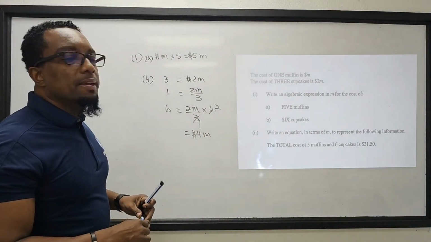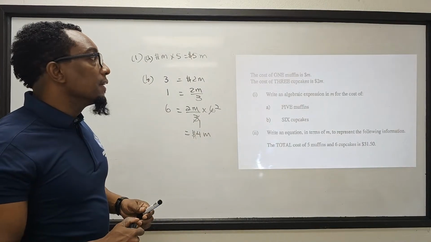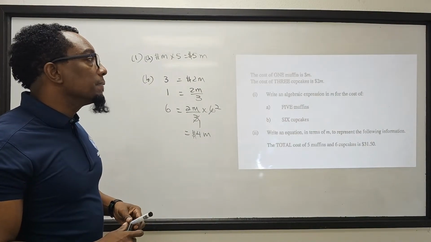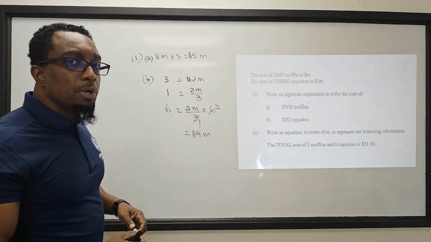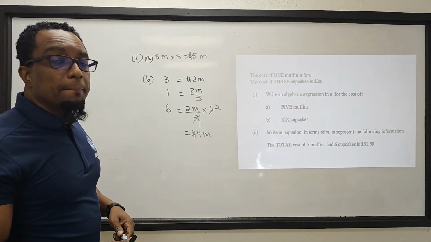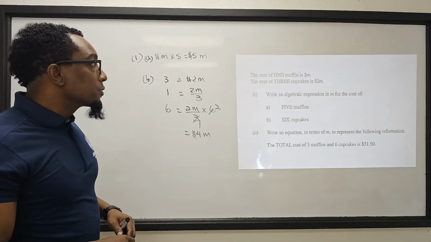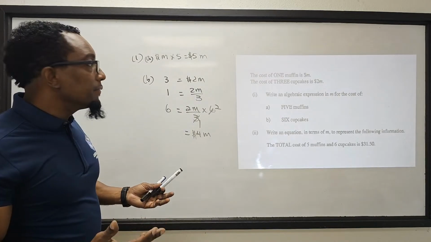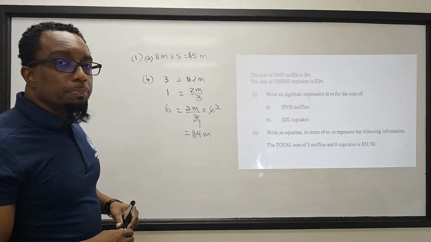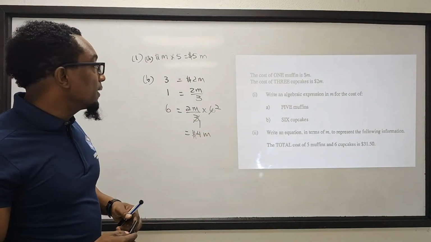Or you can simply say 3 cupcakes is 2m, then 6 cupcakes you just need to double it. So multiply 2m by 2, which is 4m. Straightforward. You can do it this way. So this is where your algebraic expressions and simplification come into play.